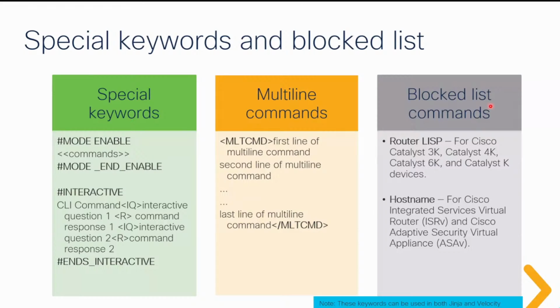Now, there are some block list commands. So router lisp for the Cisco Catalyst 3K, 4K, 6K series devices. Router Lisp is not enabled. Also, hostname for Cisco Integrated Services Virtual ISRV and Cisco Adaptive Security Virtual Appliance ASAV. The hostname command does not work for those.